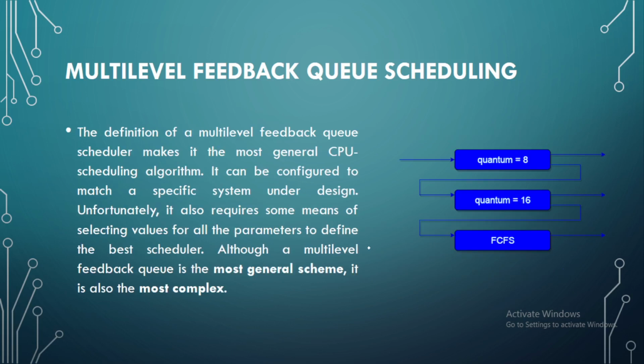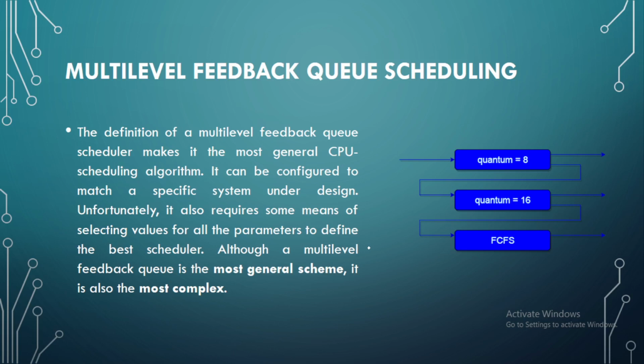The definition of a multi-level feedback queue scheduler makes it the most general CPU scheduling algorithm. It can be configured to match a specific system under design. Unfortunately, it also requires some means of selecting values for all the parameters to define the best scheduler. Although a multi-level feedback queue is the most general scheme, it is also the most complex.